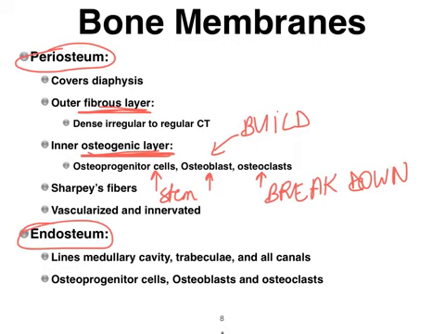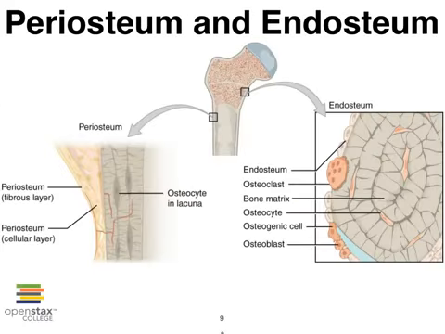Now the endosteum you're going to find lining the medullary cavity, but also other things. You'll see that the bones are full of holes and canals. We'll talk about what the trabeculae are in just a little bit. Those are found in spongy bone tissue. And the endosteum is similar to the inner osteogenic layer of the periosteum. So it's also made up of these bone cells we just listed, just not very organized. It's just sort of a bunch of cells sitting around, maybe some fibers, but really not a whole lot. It's primarily just cells.